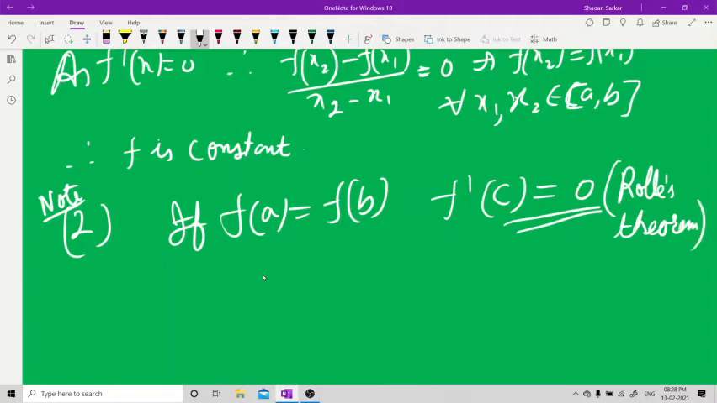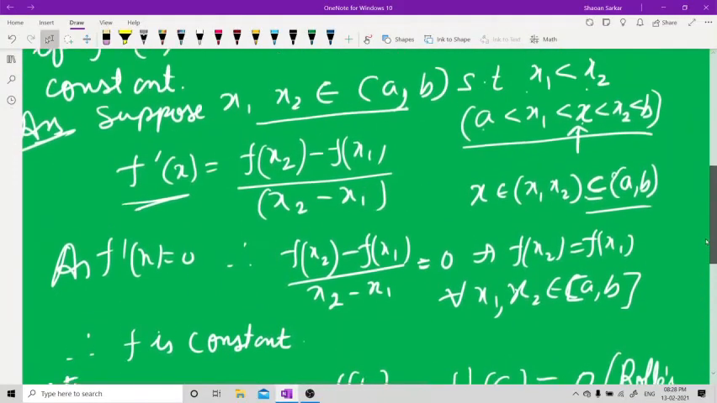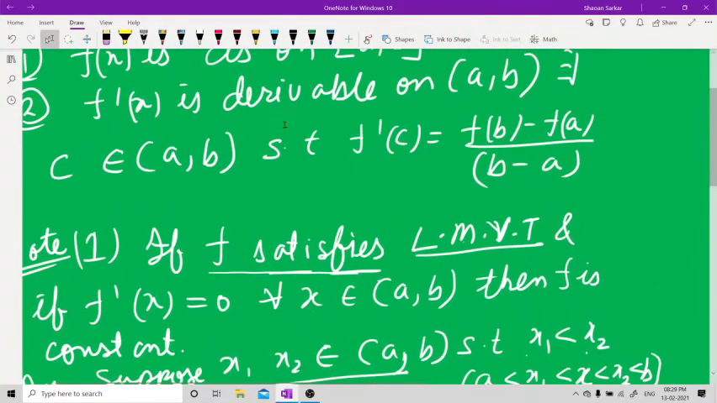If you look at this case, if FB and FA are the same, that is the third condition of Rolle. If they become the same, then f dash c is 0.